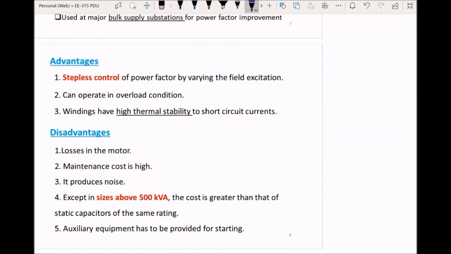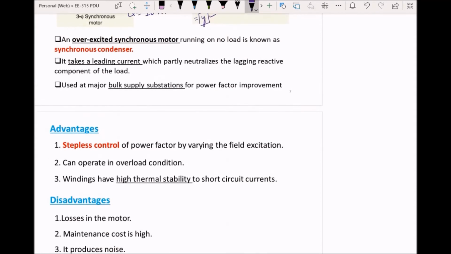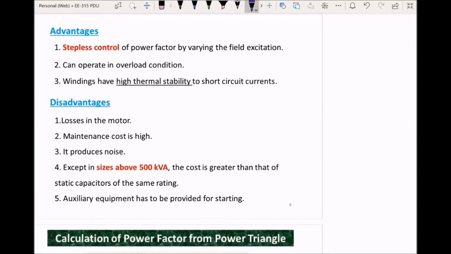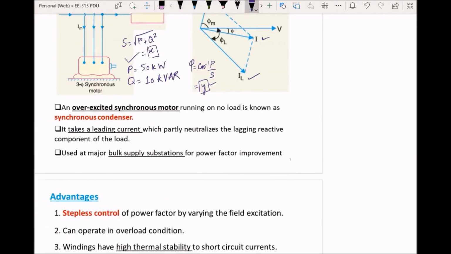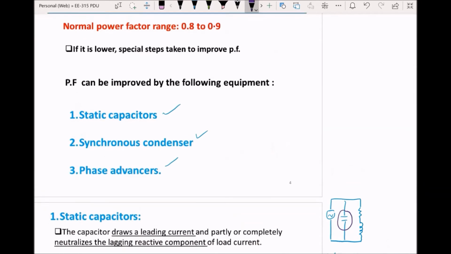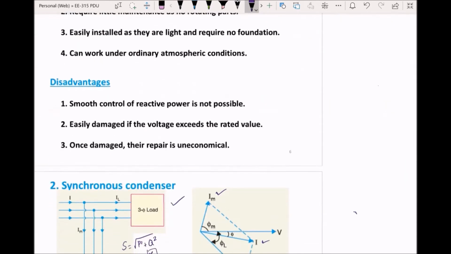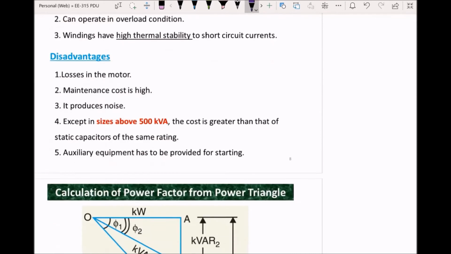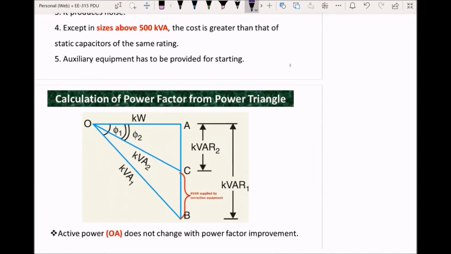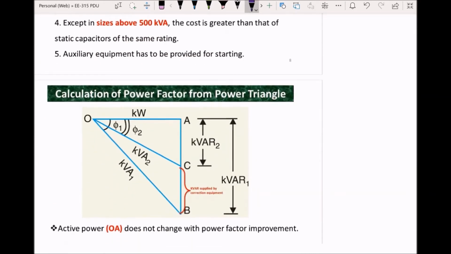So these were the two equipments which are usually used for improving the power factor. We are not covering the third case, which was the phase advancer. Now, moving on, we have learned that power factor can be improved by adding a capacitor in parallel, and the leading current IC, the capacitor current, will neutralize the lagging current and drag the resultant current to a smaller degree.